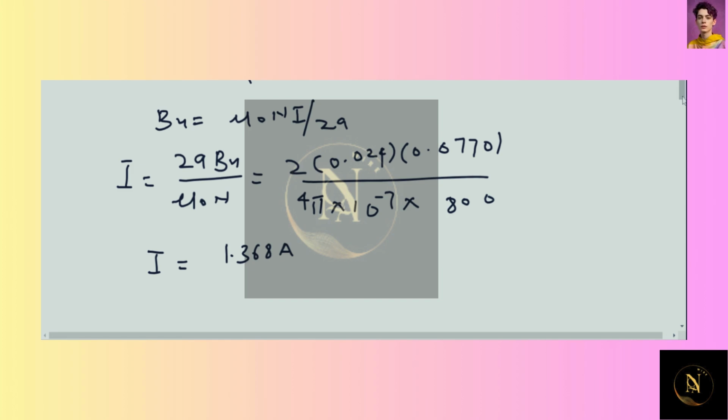Here, let me scroll down. Okay, now let's do part B. Now we need to find at what distance x from the center of the coil on the axis of the coil the magnetic field is half its value at the center.